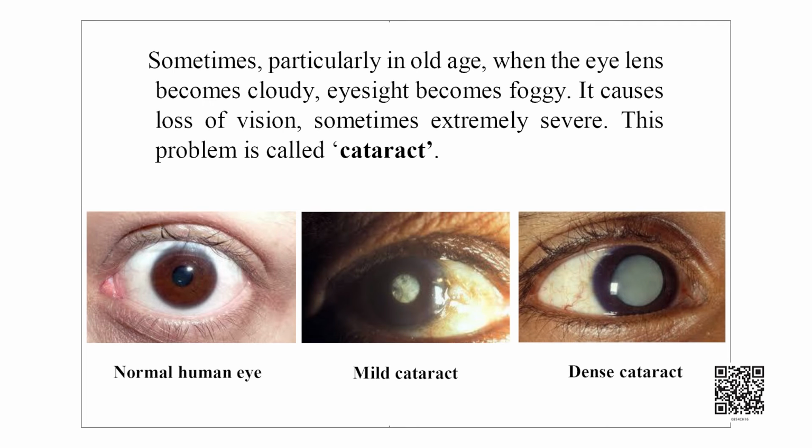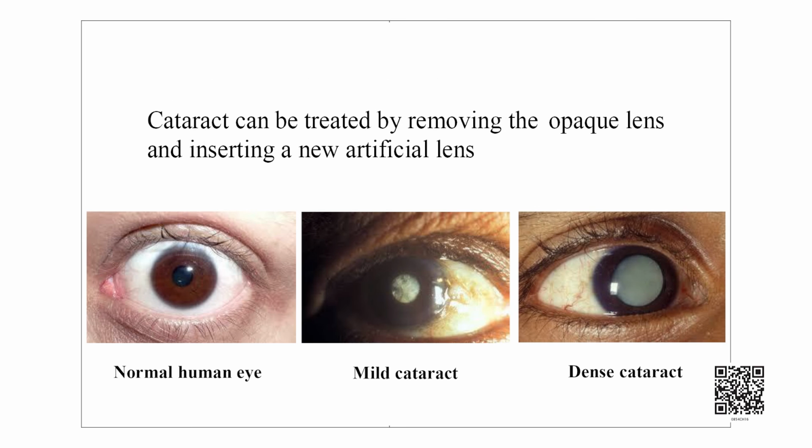Okay, till now we saw the features of human eyes which are healthy. Now, due to some reasons or the other, our eyes can develop certain defects or problems. Let us see these problems and how to rectify them. Sometimes, particularly in old age, when the eye lens becomes cloudy, the eyesight becomes foggy. It causes loss of vision, sometimes extremely severe. This problem is called cataract. Cataract can be treated by removing the opaque lens and inserting a new artificial lens.